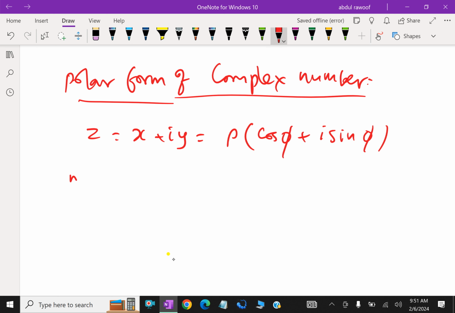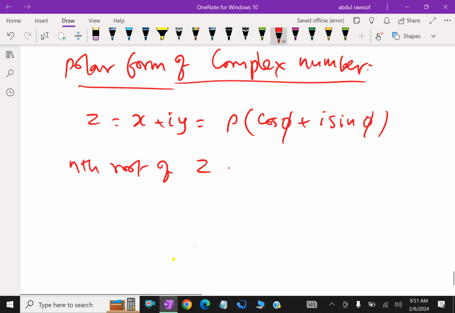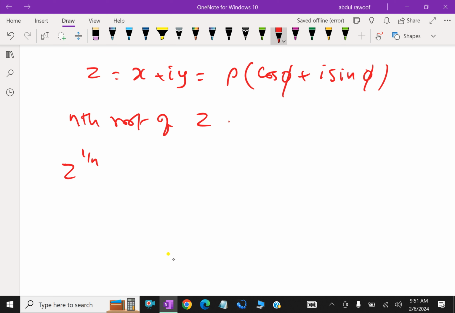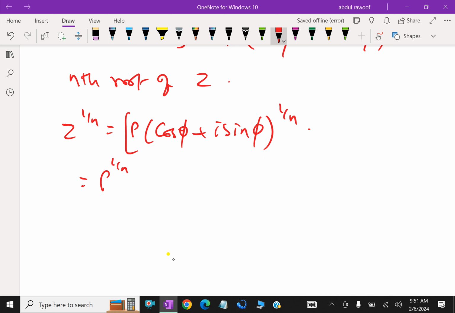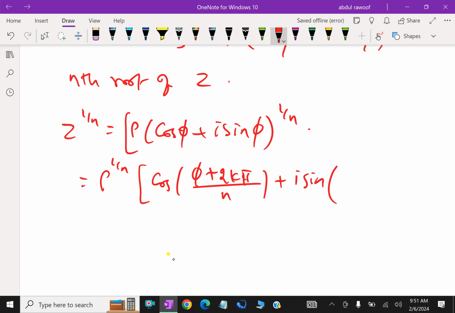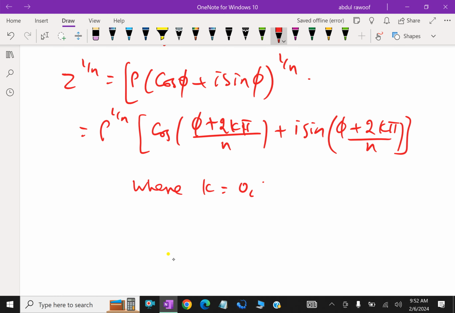Now the nth root of z can be expressed in polar form, that is z to the power 1 over n is equal to rho times cos phi plus i sin phi, to the power 1 over n, which is equal to rho to the power 1 over n times cos of phi plus 2k pi over n plus i sin of phi plus 2k pi over n, where k equals 0, 1, 2, 3, up to n minus 1.